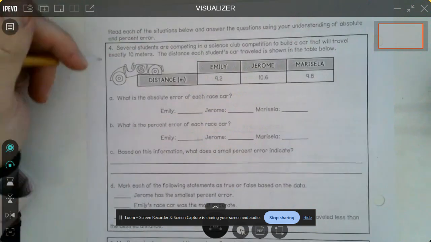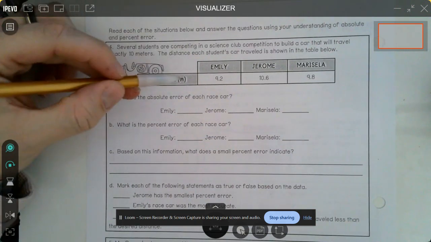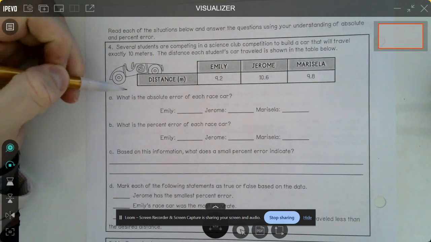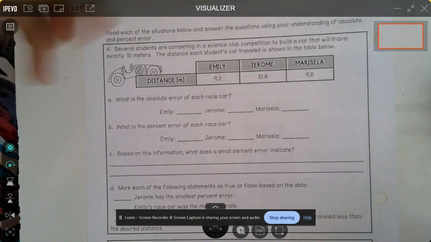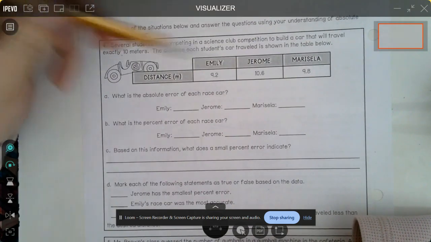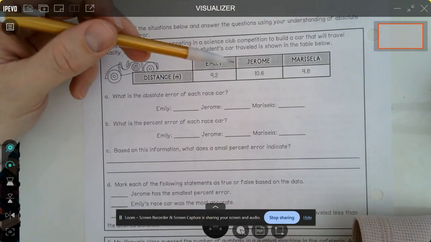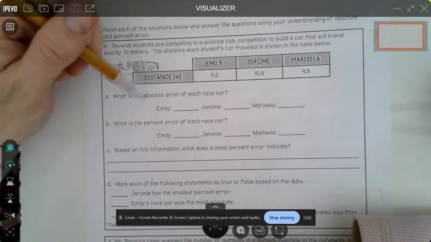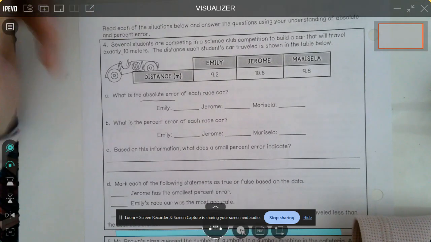All right, flipping over to the back page, I want you to read number 4, look at the table, and then we're going to start looking at letter A. In this competition, they want the car to travel 10 meters, but their cars didn't travel that far, so we need to find the absolute error for each car.